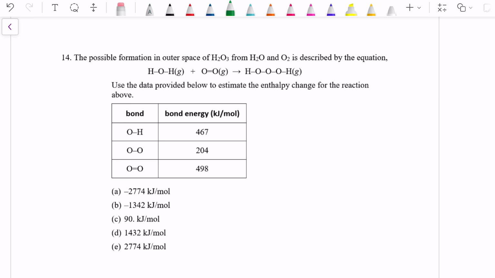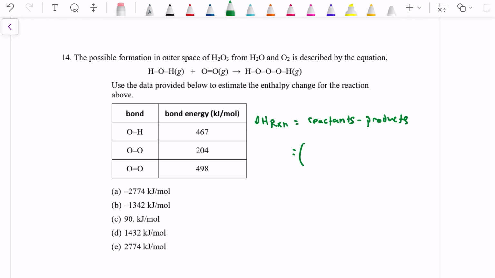14, the possible formation in outer space of that molecule from water and oxygen is described by the equation. Use the data provided below to estimate the enthalpy change for the reaction above. We did a problem similar to this earlier. Delta H reaction equals reactants minus products. Is this balanced? Yeah, it looks like it. We're just going to take all the bonds on the reactants and subtract all the bonds on the products. So let's take water first.